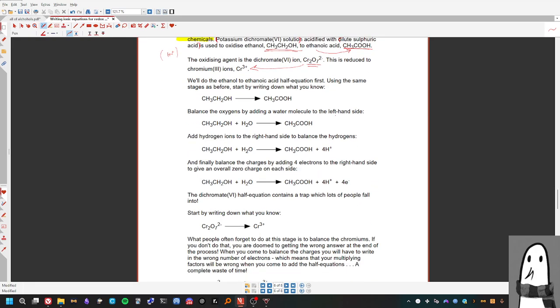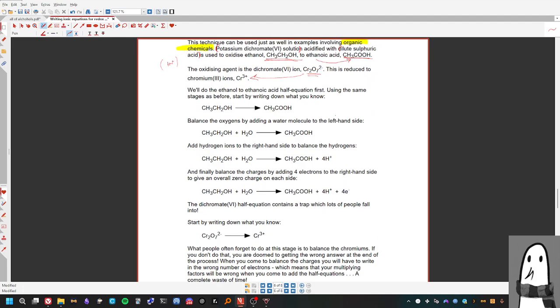And we'll do the ethanol to ethanoic acid half equation first. There's no order to it, and since there are no electrons involved here, why not? So you have this going to this. Now you want to make sure all the oxygens are balanced first by adding a water molecule. Over here we have CH3CH2OH, so let's look at the H, the C, and the O. We have 2, we have 6, and we have 1. If you look on the other side, CH3COOH, we are at 2 carbons, we are at 2 oxygens, we are at 4 hydrogens.